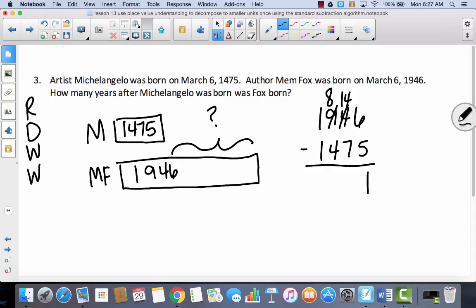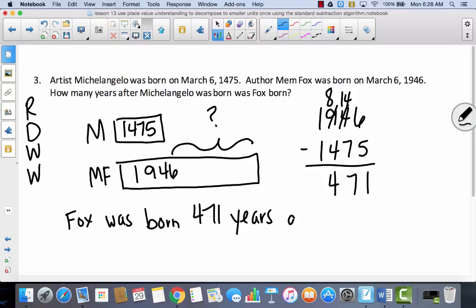6 minus 5 is 1. 14 minus 7 is 7. And 8 minus 4 is 4. 1 minus 1 is 0. So Mem Fox was born 471 years after Michelangelo. So that's going to be my answer statement. Fox was born 471 years after Michelangelo.